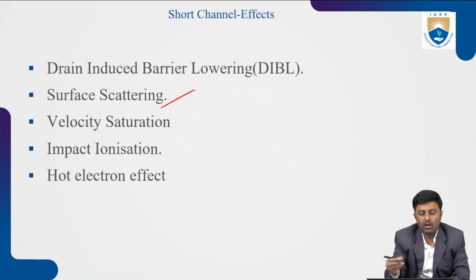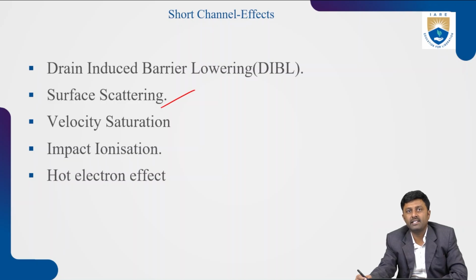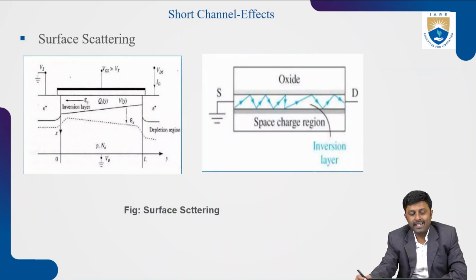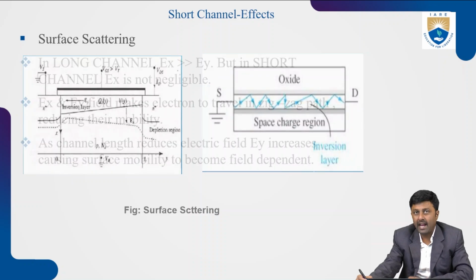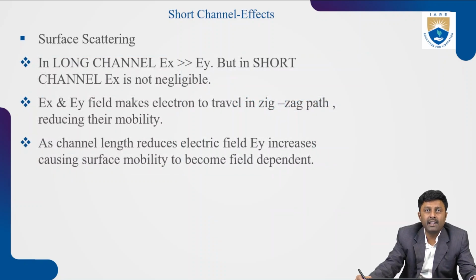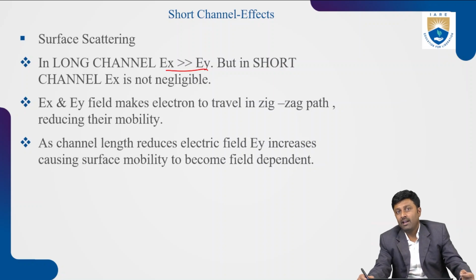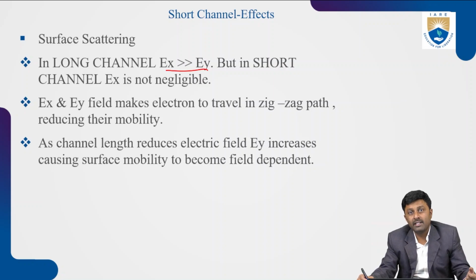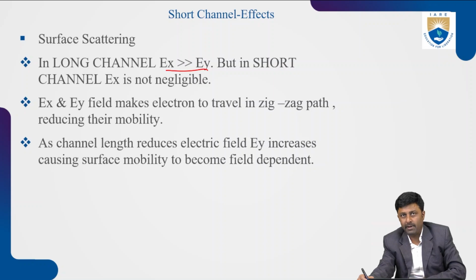Now we'll go to the second type of short channel effect, that is surface scattering. As the name itself indicates, in the long channel, EX is greater than EY. But in the short channel, EX is not negligible. So the EX and EY fields make electrons travel in a zigzag path, reducing their mobility. As channel length decreases, the electric field also increases, causing surface mobility to become field dependent. For long channels, EX is greater than EY.